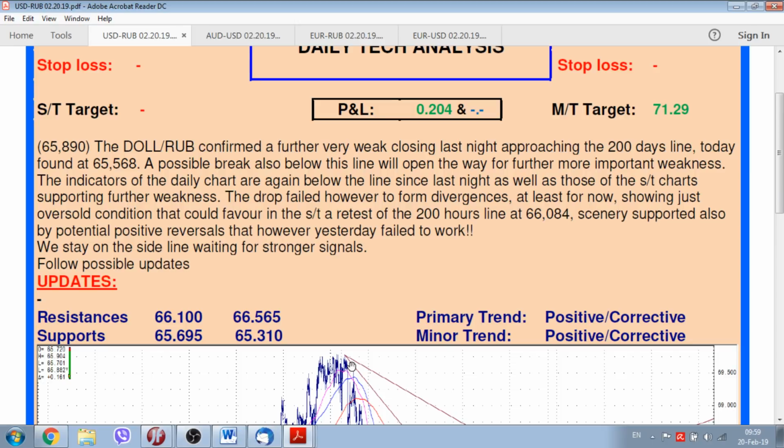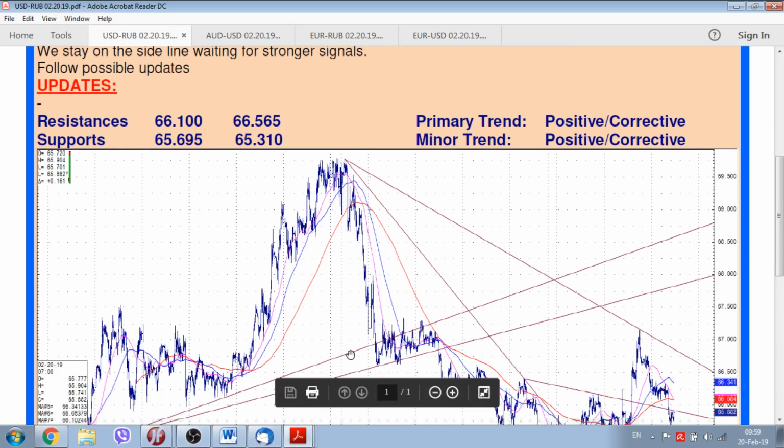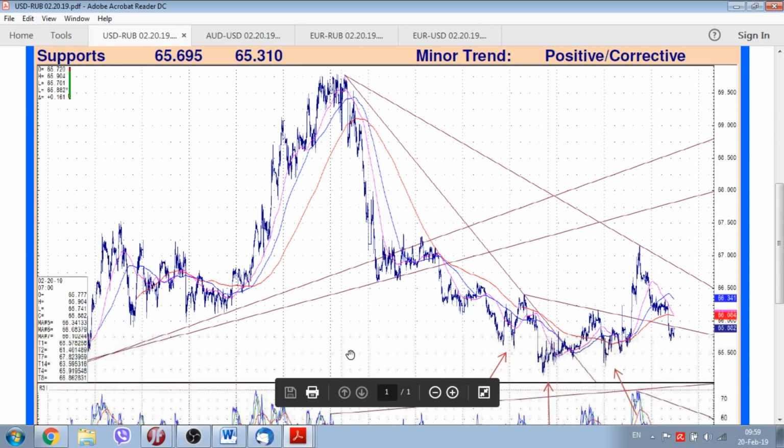Indicators of the daily chart are again below the line since last night, as well as those of the short-term chart, supporting further weakness. At the moment, Future Trend Research stays on the sideline waiting for stronger signals. Resistances and supports are on your screens.